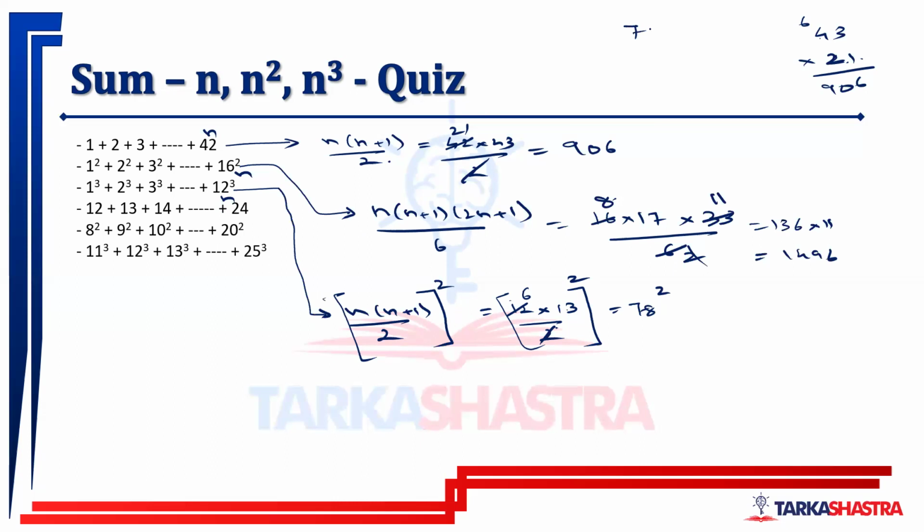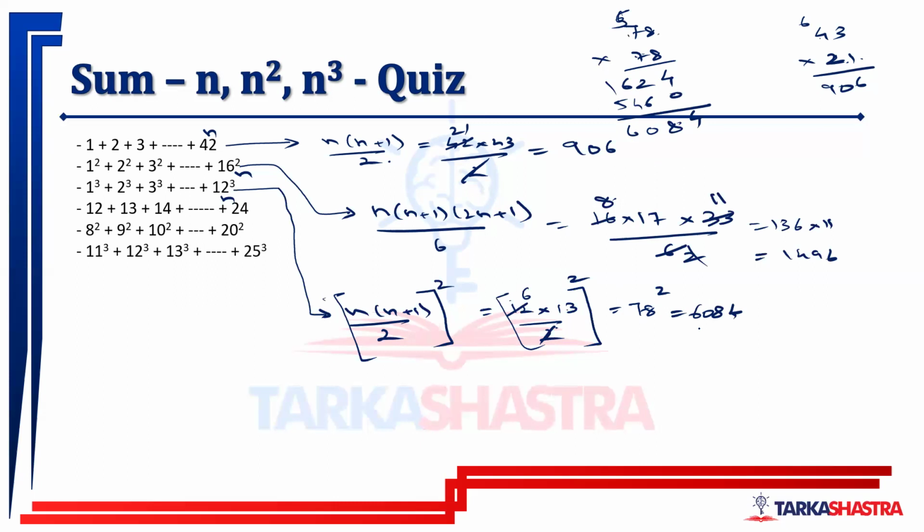How do we calculate 78 square? 78 into 78. 8 8s are 64, 6 carry. 8 7s are 56 plus 6, 62, so 2 and 6 carry. 8 7s are 56, 5 carry. This is 49 plus 5, 54. So this is 4, this is 8, this is 0, this is 1. 6084 is going to be the answer for 1 cube, 2 cube, 3 cube up to 12 cube.